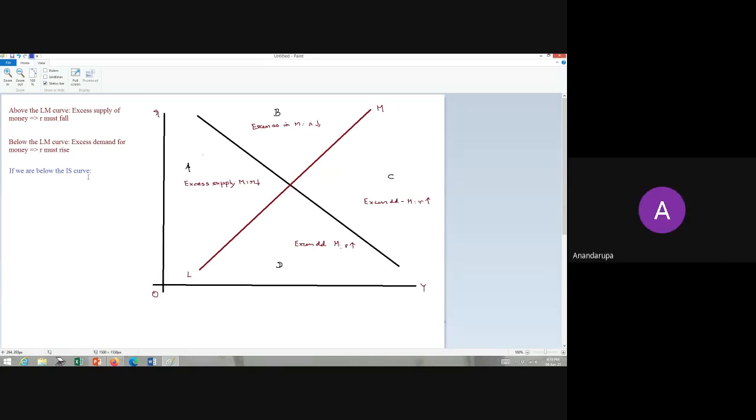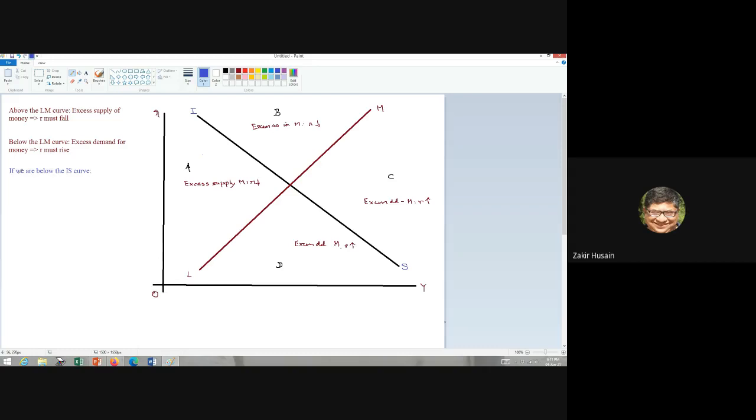Sir, for the LM curve we were seeing whether there is excess demand or supply for money. Yes, this is the product market. Yeah, you're right. So we are looking at the IS curve. If we are at points A and B, we are below the IS curve, this zone. Sir, which means that there is excess supply of goods.